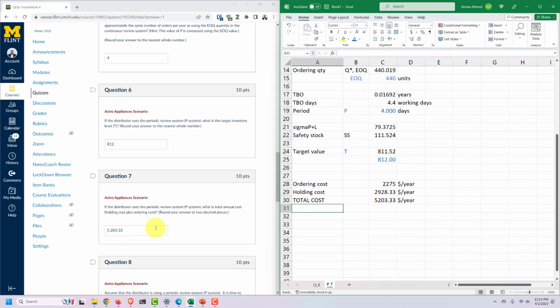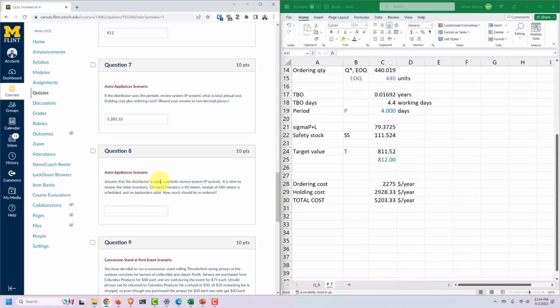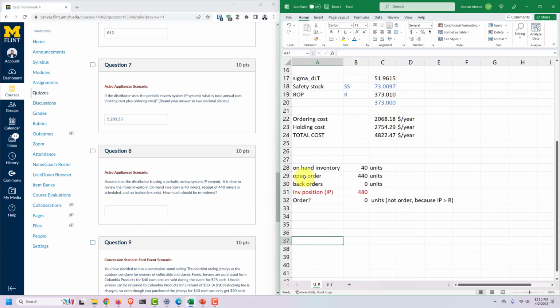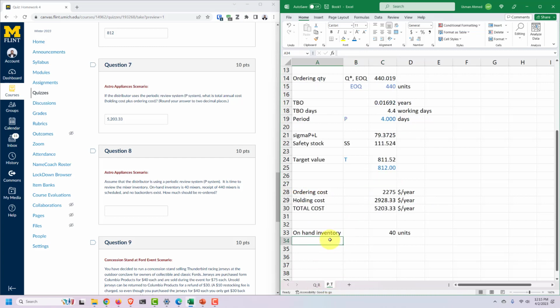Okay, let's do question 8. Question 8 says, if you were using this PT system with a period of 4 days and a T of 812, on-hand inventory is 40. So on-hand inventory is 40 units, and then we have receipt of 440 mixers is scheduled. So this would be the same thing like we had here, which is open orders. Scheduled means we have placed an order, so we can call it scheduled receipts.